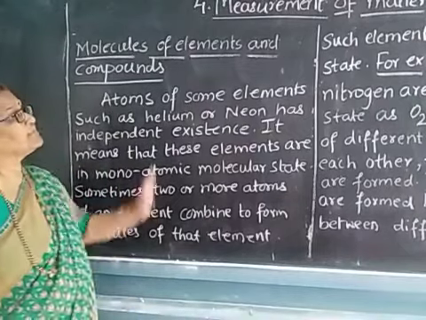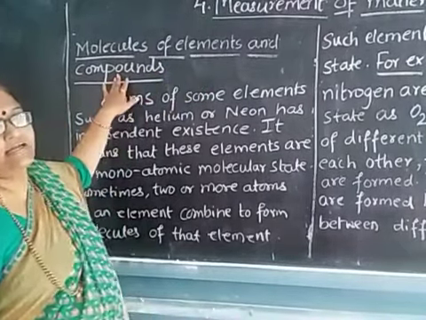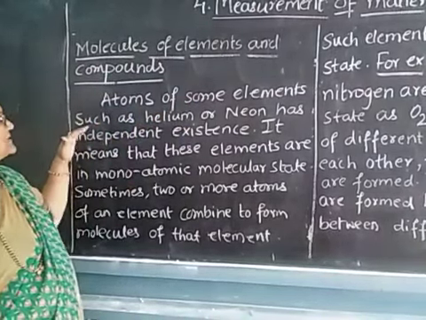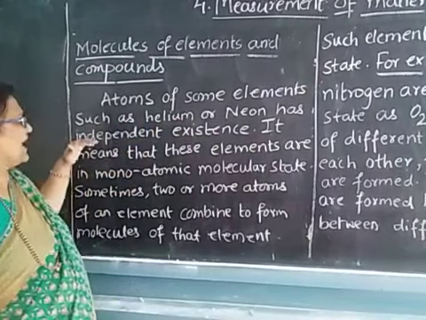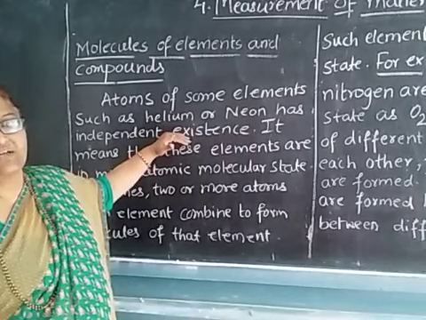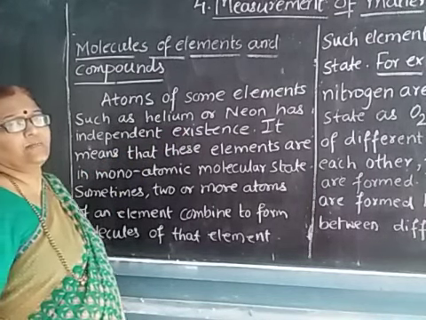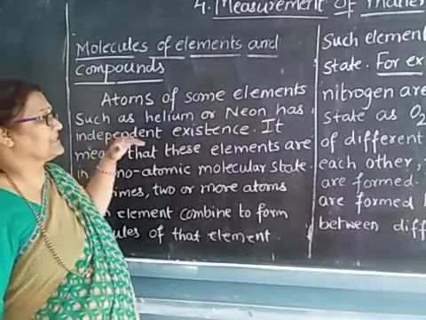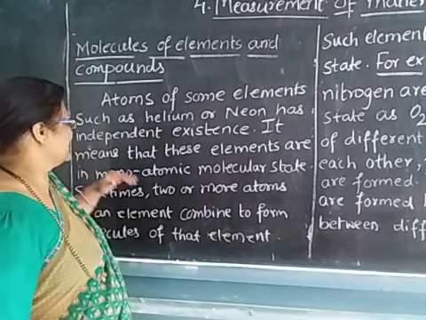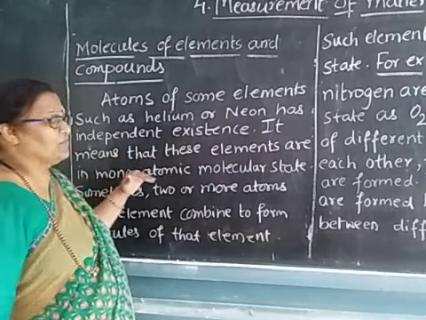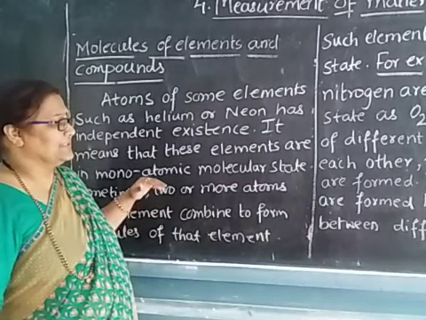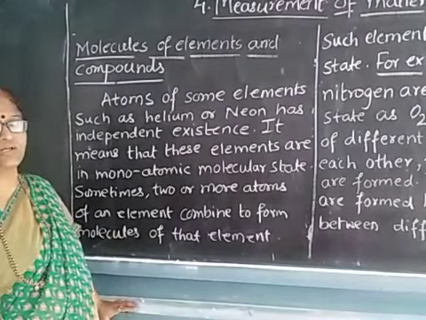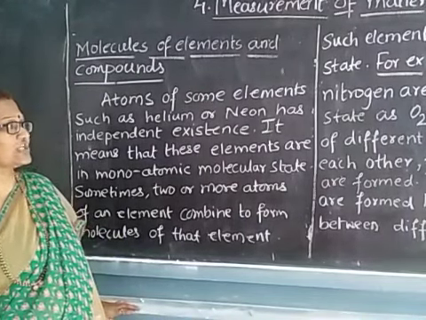The next point is molecules of elements and compounds that we are going to study here. See here, atoms of some elements such as helium or neon have independent existence. Whenever you see elements like helium or neon, they are the inert gases and they have their own independent existence. It means that these elements are monoatomic. They are in a monoatomic molecular state.